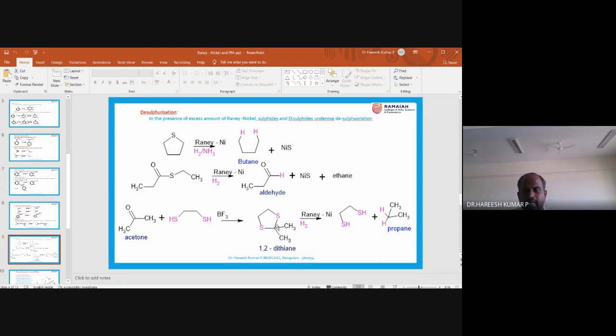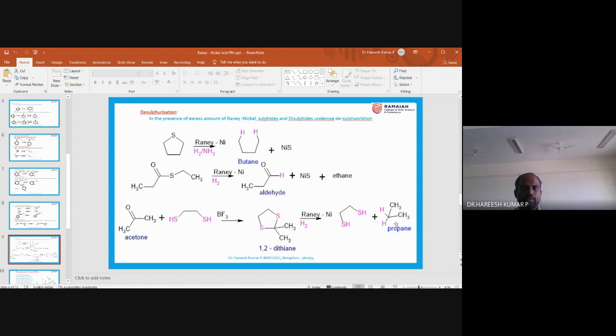So this 1,2-dithiane on reduction, more particularly hydrogenation with hydrogen in the presence of nickel catalyst, there will be regeneration of dithiol, and also what you can observe, propane is the product. So what did you start with? You started with acetone, and what is the product obtained? Propane, a hydrocarbon. What it means? By the application of Ra-Ni nickel, one can convert a ketone into a hydrocarbon. That's what you need to remember.